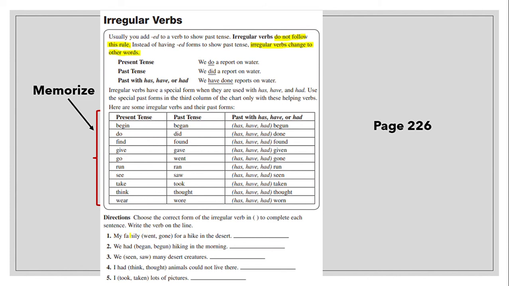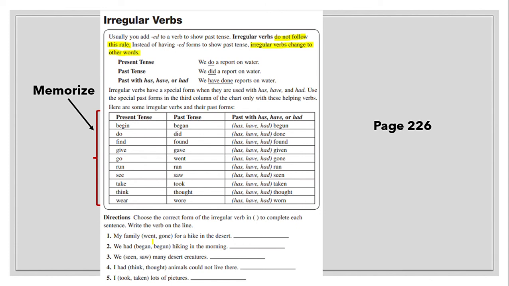Number 1. My family went or gone for a hike in the desert. My family, what do you think? Now, of course, I advise you to memorize before you get straight into the exercises, okay? You have to first understand how the verbs are changed to the past and the past with has, have, or had, memorize it, and then start answering.